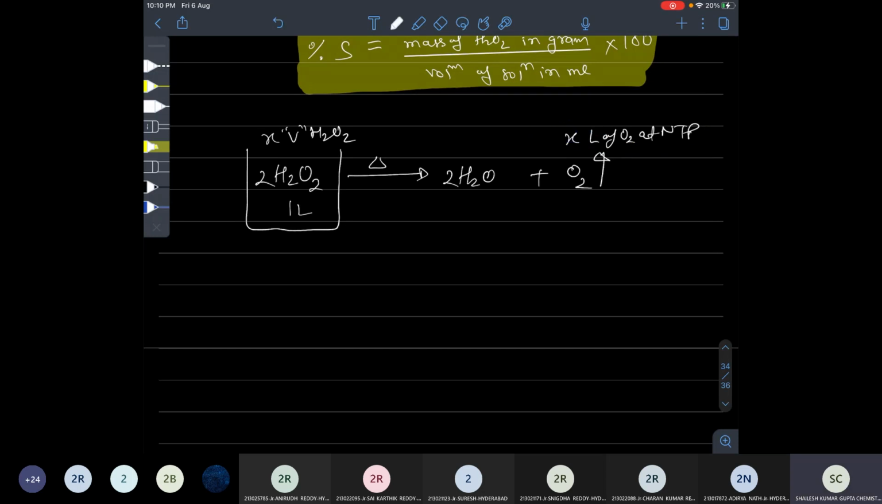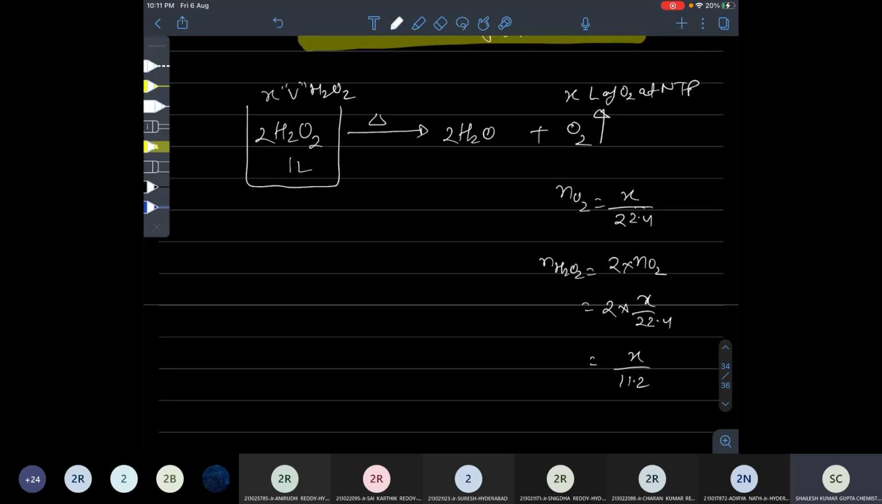X liter of O2 means the number of moles of O2 will be, as we know, X upon 22.4. Now from here, the number of moles of H2O2: as we know that for 1 mole of O2 it is double, 2 moles of H2O2. So double the number of moles of O2, which is X upon 11.2. Got it. You got the mole.